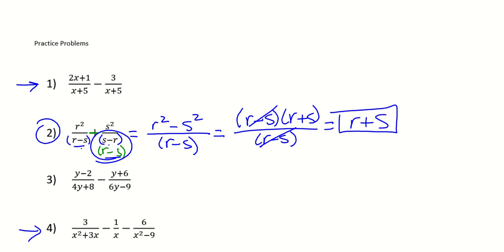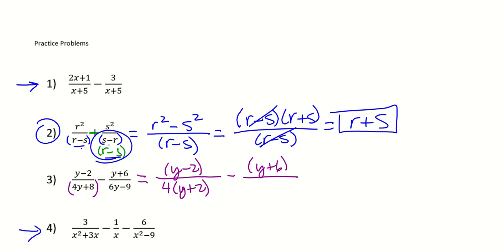Let's look at number 3. So for number 3, I've got my y minus 2, and again, grouping can be really helpful here. And then I have 4 plus 8, and I'm going to factor out the 4, which gives me y plus 2. Then I have minus y plus 6 over here. I'm going to factor out the 3, which leaves me 2y minus 3.